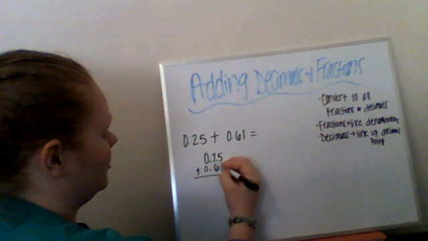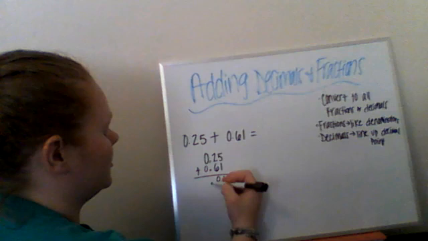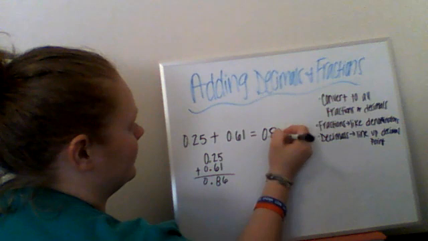2 plus 6 is 8. Bring my decimal point down. That's all you have to do with that. Just drag it down. 0 plus 0 is 0. So my answer would be 86/100. Okay? Let's do one more example.